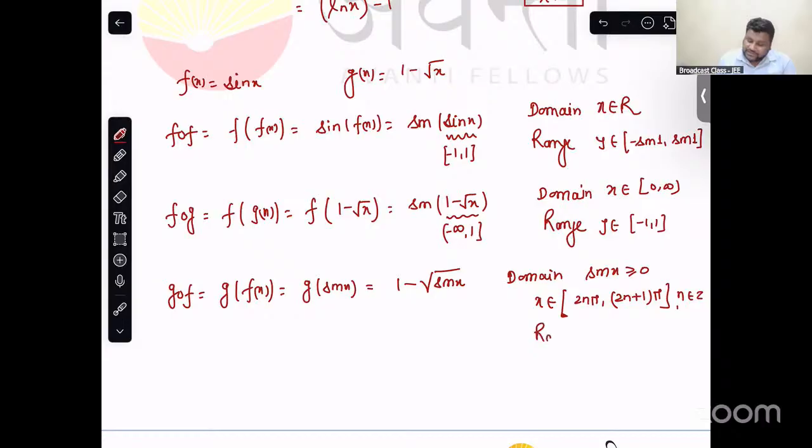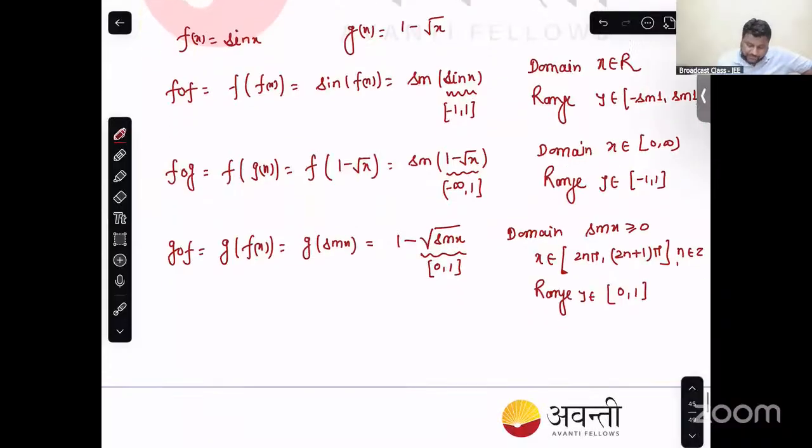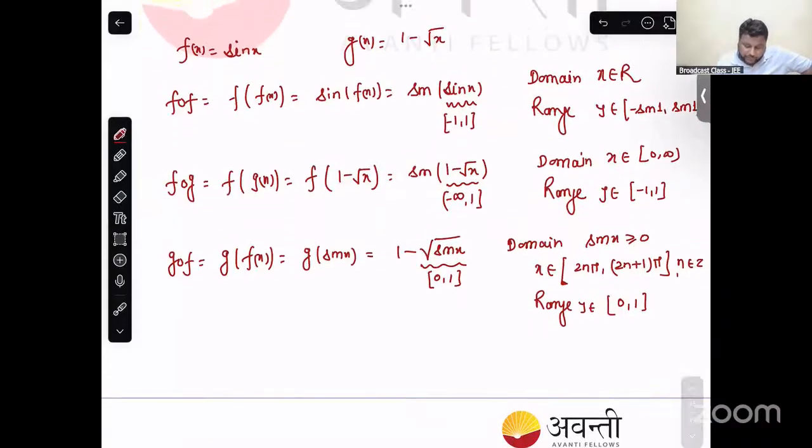Now, as far as the range is concerned, while you give the positive values to sine, root sine x will take values from 0 to 1. Now, the range will become from 0 to 1 because while root sine x is 0, gof is 1. While root sine x is 1, gof will be 0. So, it will be 0 to 1. fof done, fog done, gof done, now gog.